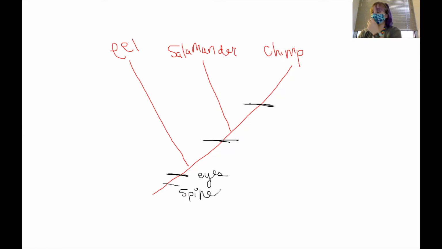All right, so for that second one, we're thinking of a characteristic that only salamanders and chimps would have. So what's something that only salamanders and chimps would have, but eels would not? Yeah, 4 legs. Because even though the chimps have arms, we can still call them appendages, if that makes you feel better. But I'm just going to write 4 legs.